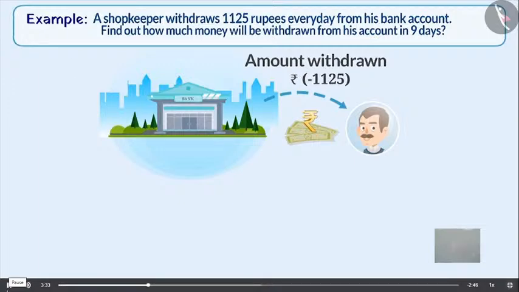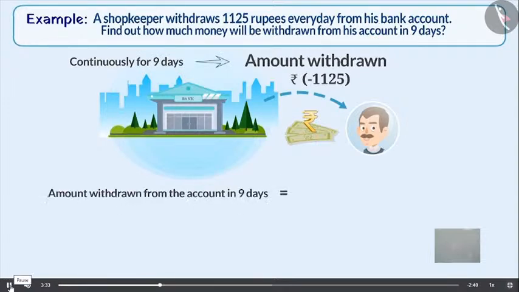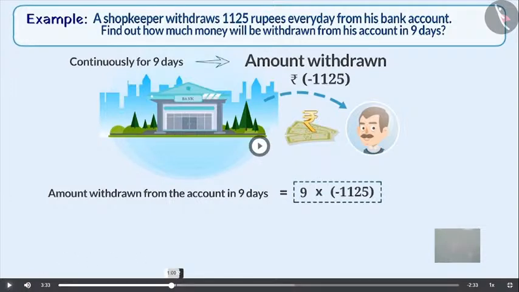Shopkeeper withdraws the same amount continuously for 9 days. Therefore, the amount withdrawn from the account will be 9 into minus 1,125. Let's find the result of 9 into minus 1,125. Try to do it orally, honestly, and answer.